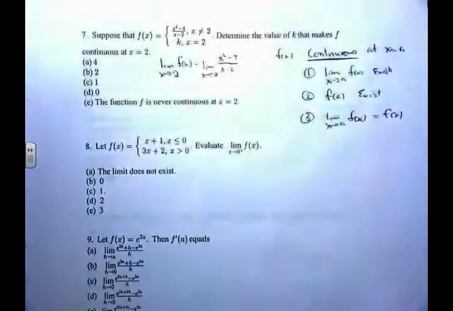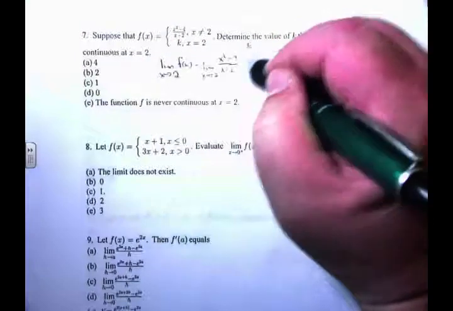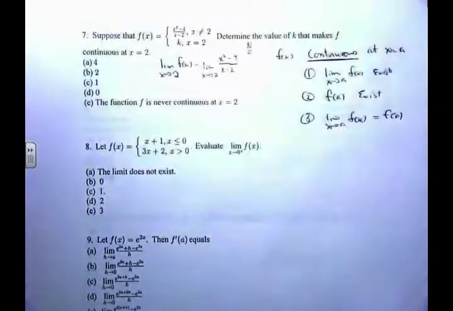You'll notice when you plug in 2 into this thing, 2 squared is 4 minus 4 is 0, over 2 minus 2 is 0. So I got 0 over 0, indeterminate form. I can either do algebra, which is easy algebra to do. I can factor it. It'll be x plus 2 times x minus 2, and the x minus 2's cancel. Or I could use what? L'Hopital's rule. Anytime I got 0 over 0, infinity over infinity, I can use it.